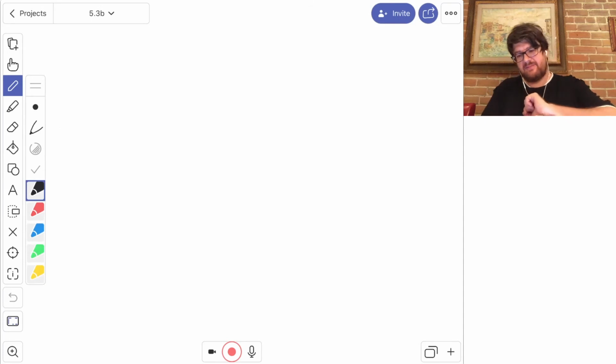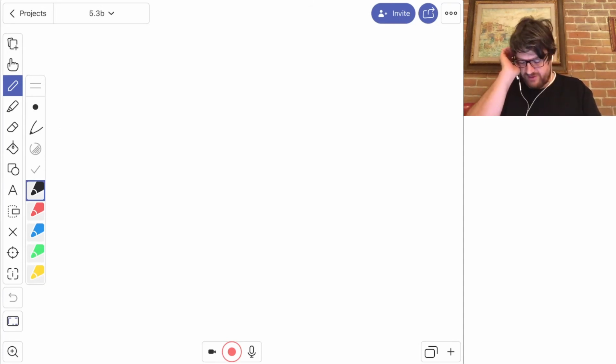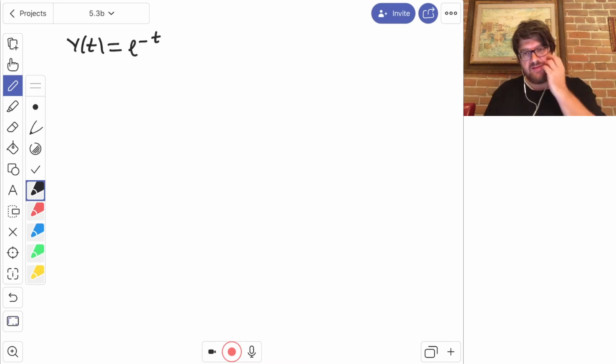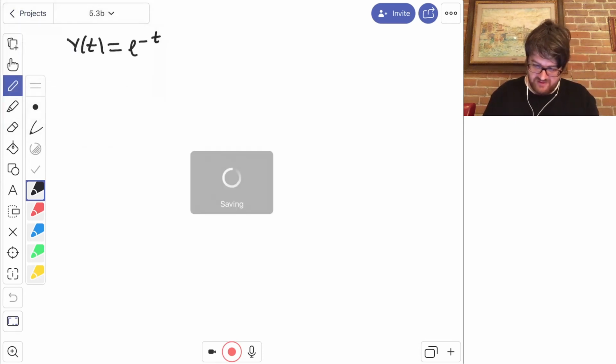The second example I'm going to show you now, I'm not going to go with a differential equation. I'm going to pick a function directly. So I'm going to use the function y of t equals e to the minus t. This is the function you saw before. Is this the function here that you saw before?